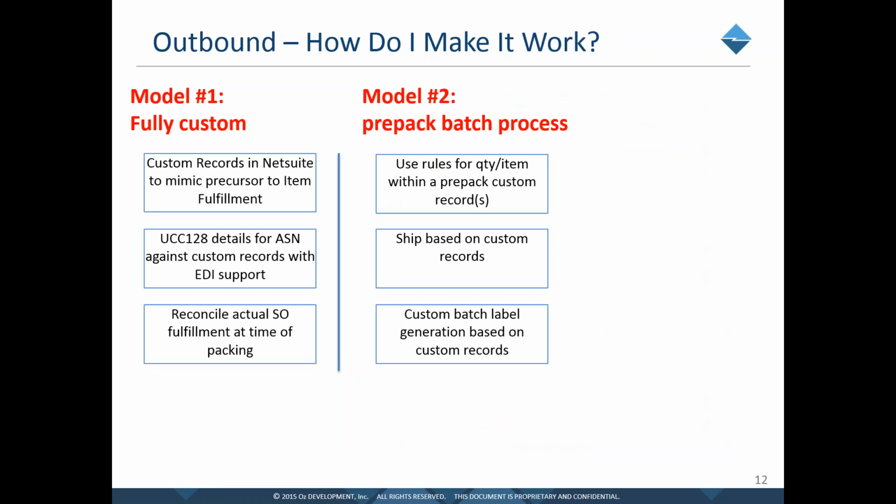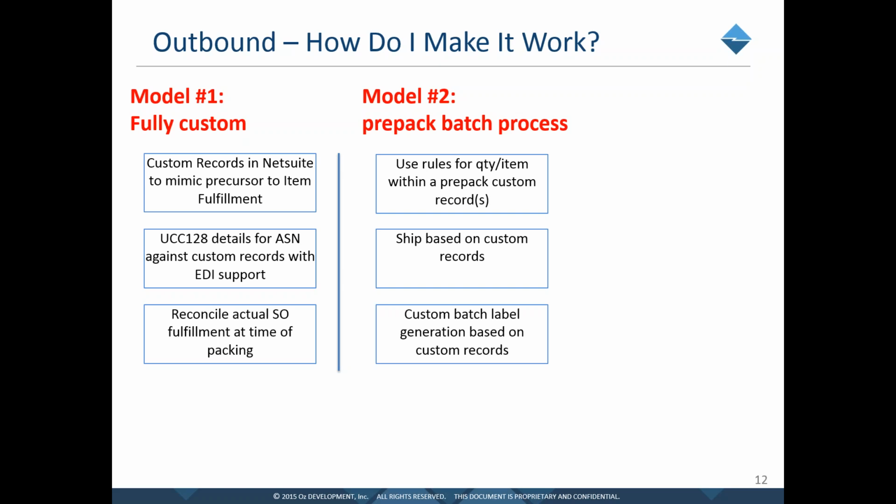The custom record mimics a precursor to an item fulfillment, so it allows you to have a pack accuracy checkpoint. It allows you to have a split or some kind of virtual containerization of product that may belong on multiple lines from multiple transactions, and it gives you a single barcode that your end customer can receive against and accept all goods into inventory or a cross-dock scenario.